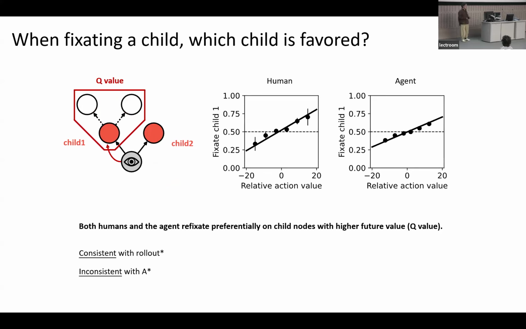And surprisingly, we'll also see that in both humans and the agent, the probability of visiting a child increases with the relative Q value between the two children. And this is consistent with the rollout, but not with A star. And the effect here suggests that, as predicted by rollout, both humans and the agent tend to revisit nodes that have been found to lead to promising future outcomes.